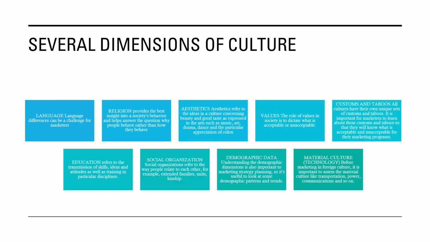Another dimension of culture is religion, which provides the best insight into society's behavior and helps answer the question of why people behave rather than how they behave. Religion is a social cultural system of designated behavior and practices, morals, worldviews, texts, sanctified places, purposes, ethics, or organization that relates humanity to supernatural and spiritual elements.